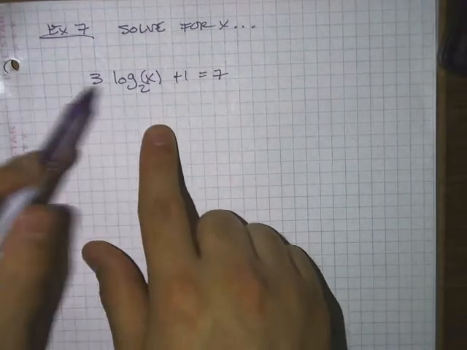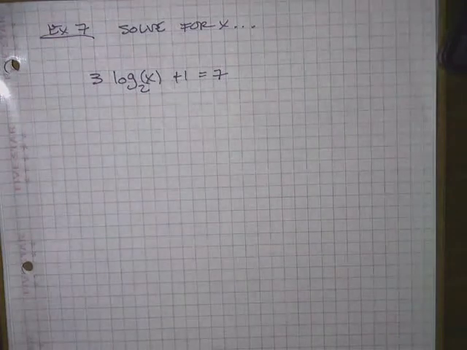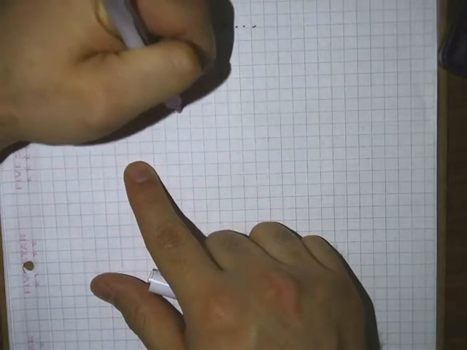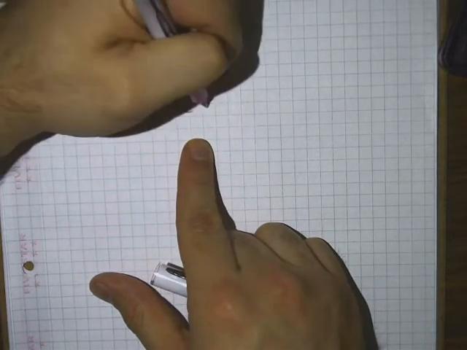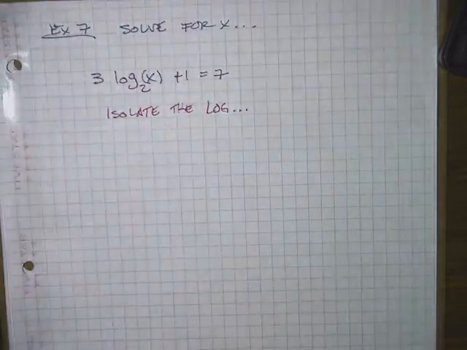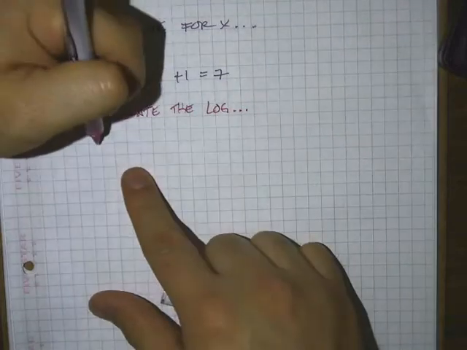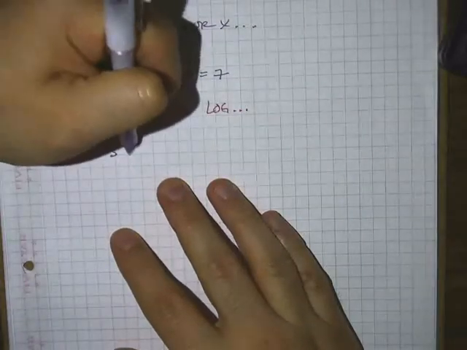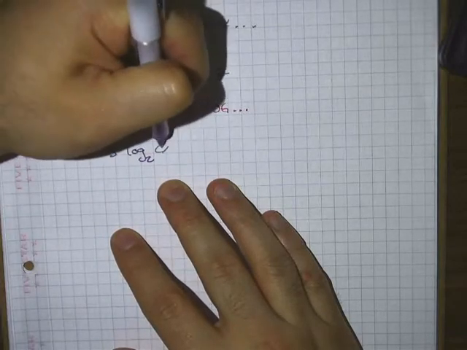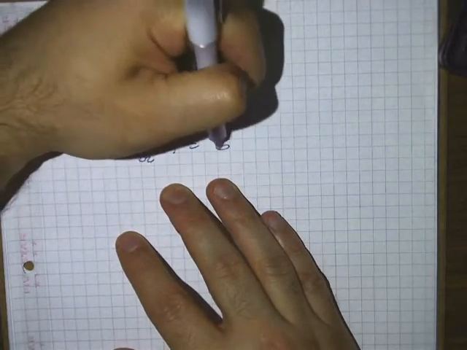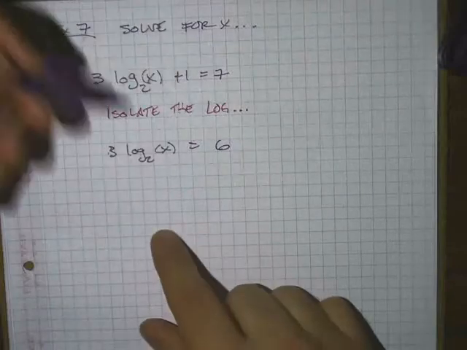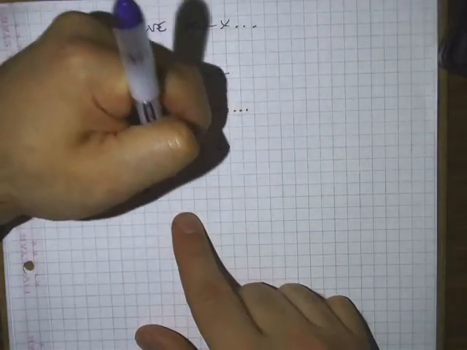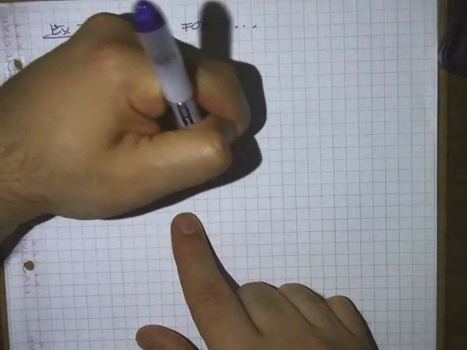But before we can do any of that, we must isolate the log. And even more than that, divide by 3. So that means we're going to end up with 3 log base 2 of x equals 6. And then if I divide it out, log base 2 of x is equal to 3.